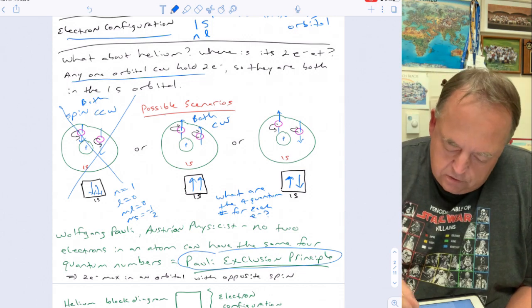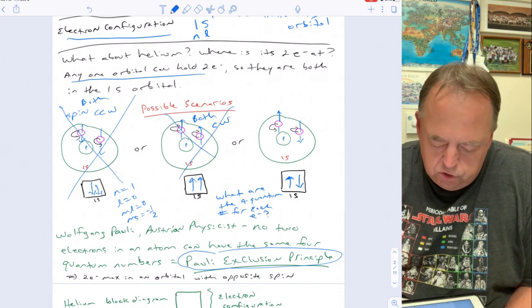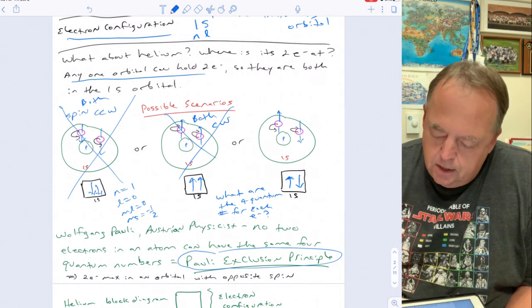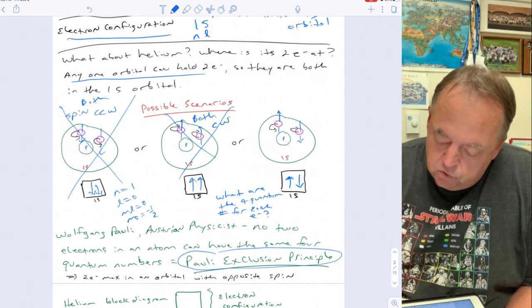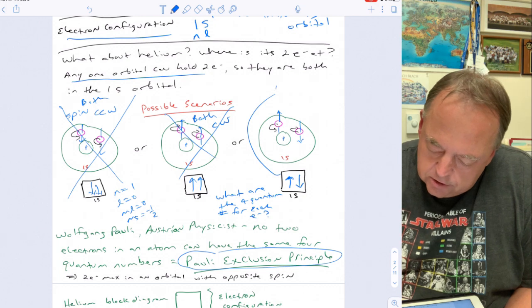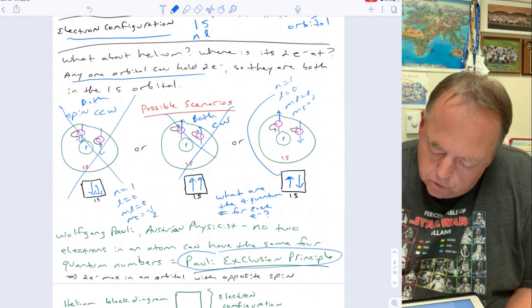You can't do this because those 2 would have the same 4 quantum numbers, but you can do this, the last one. Well, this electron would be n is 1, L is 0, m sub L is 0, m sub S is plus 1/2.